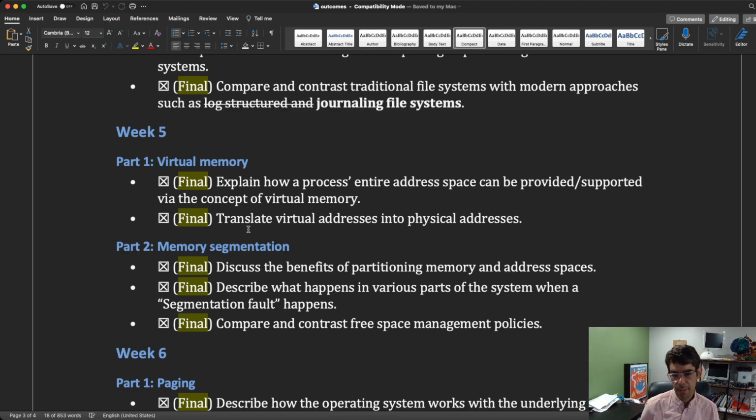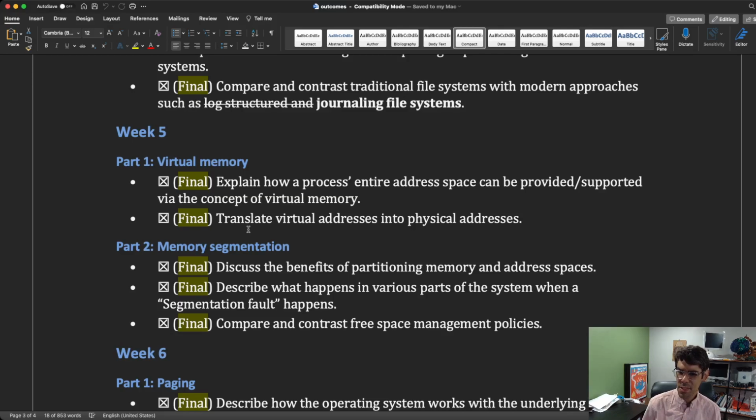Translate virtual addresses into physical addresses. I'm expecting you to be able to do this for all three of segmentation, base and bounds, and linear page tables. Not for page directories or multi-level page tables, but linear page tables, yes. With segmentation, I'm expecting you to do this with the explicit approach, not the implicit approach.